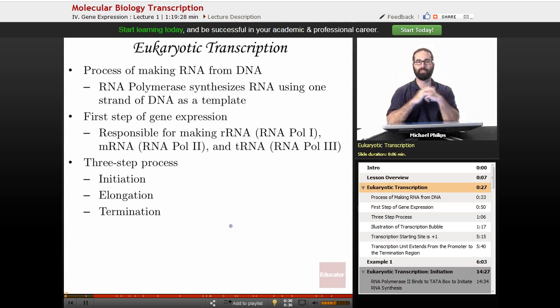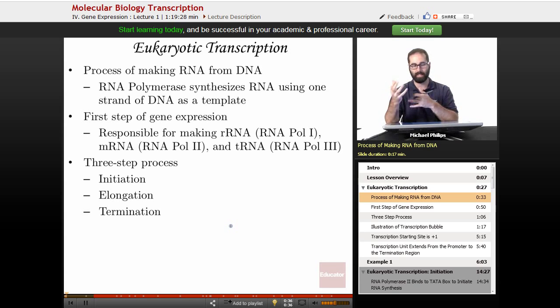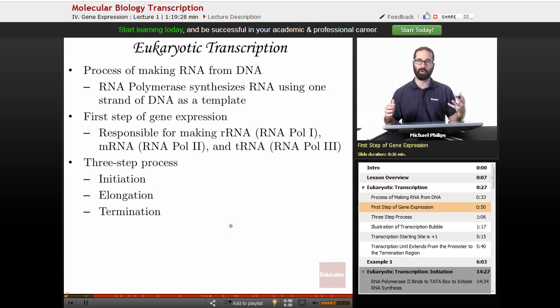So, what is eukaryotic transcription, or what is transcription in general? That is the making of RNA from a DNA sequence. So for eukaryotes, we're going to talk first, and we have RNA polymerase synthesizing RNA using one strand of DNA as a template. So this is the first step of gene expression, and transcription is responsible for making rRNA using RNA polymerase 1, mRNA using RNA polymerase 2, and tRNA using RNA polymerase 3. This is a three-step process, and it involves initiation, elongation, and termination.